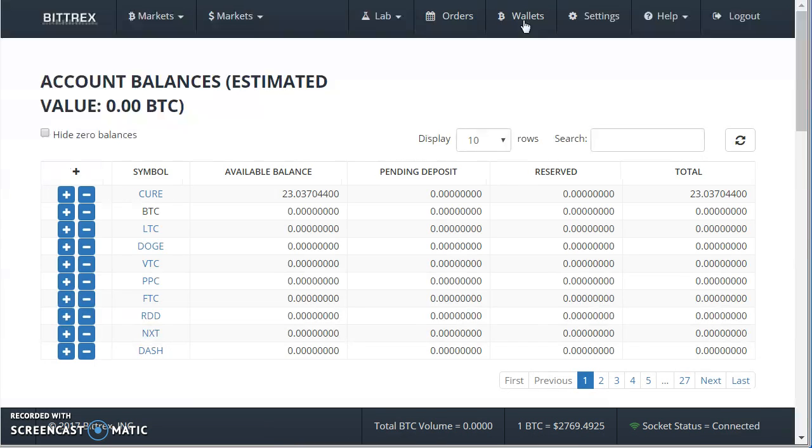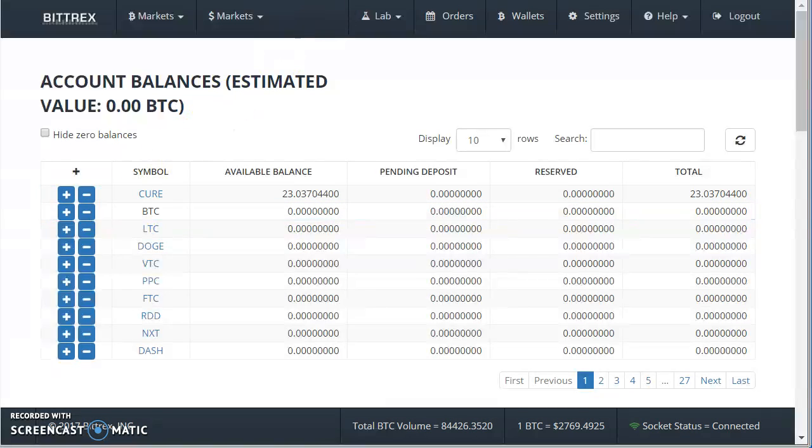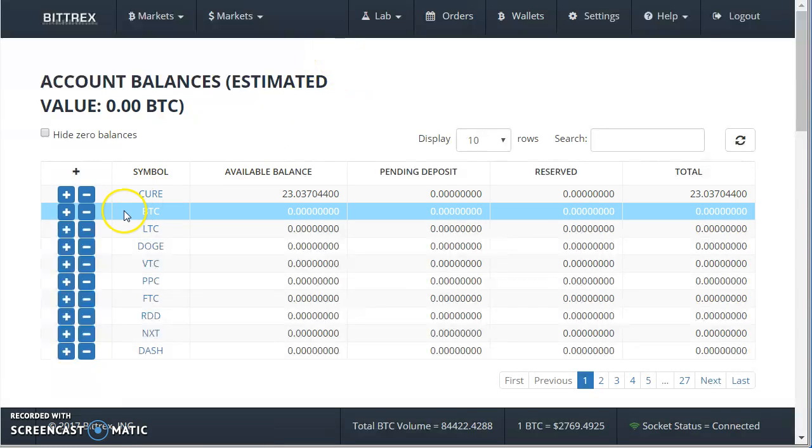So let's just say I have money that I opened up with a Coinbase account, and I showed you that earlier about how to go through Coinbase. And if I wanted to deposit, again, I have money in Coinbase, and I want to send it from my Coinbase wallet to my Bittrex wallet. If I go here, you can see I'm on BTC. There's a plus sign and a minus sign.